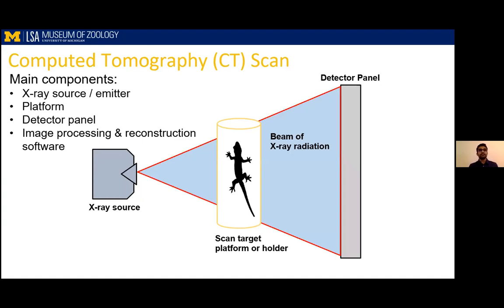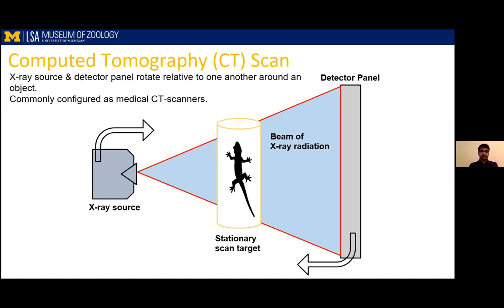The detector panel is analogous to the sensor inside your digital camera, in your phone or a DSLR, something along those lines. And then from the detector panel, we of course need image processing software and reconstruction software to make sense of the data that we're collecting.